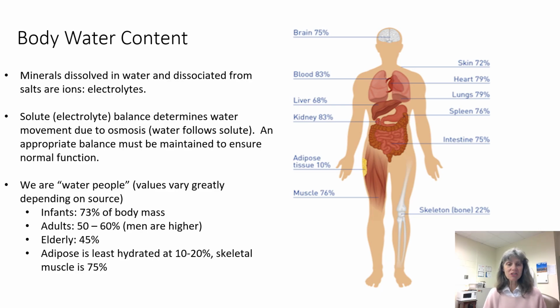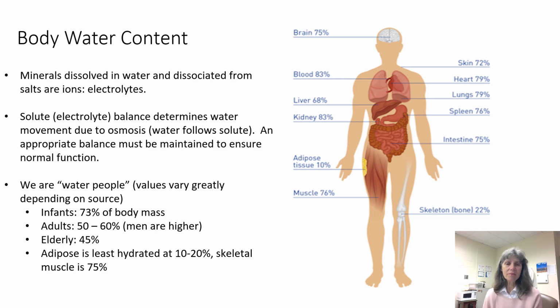Adipose connective tissue is the least hydrated at anywhere between 10 and 20% water, and skeletal muscle is considered the highest percentage of water content of all the tissues at approximately 75%.